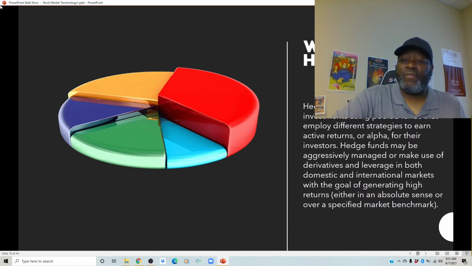What is a hedge fund? Hedge funds are alternative investments using pooled funds that employ different strategies to earn active returns, or alpha, for their investors. Hedge funds may be aggressively managed or make use of derivatives and leverage in both domestic and international markets with the goal of generating high returns, either in the absolute sense or over a specific market benchmark.